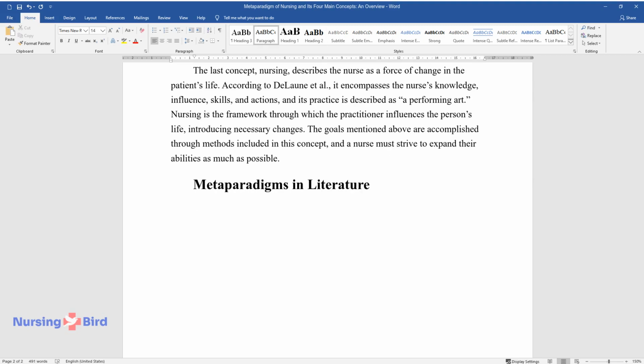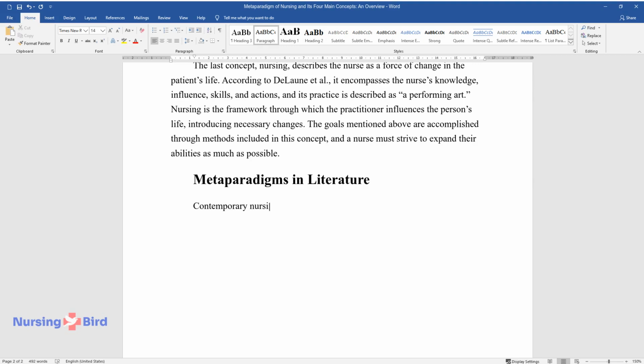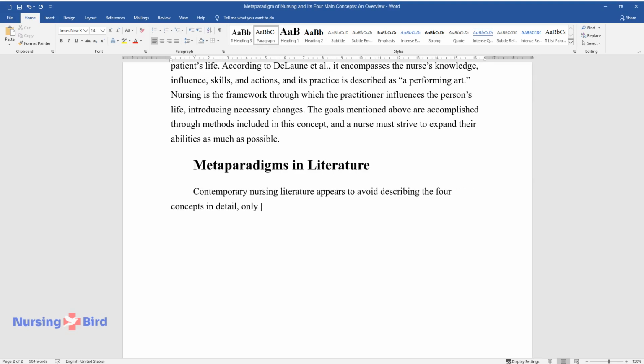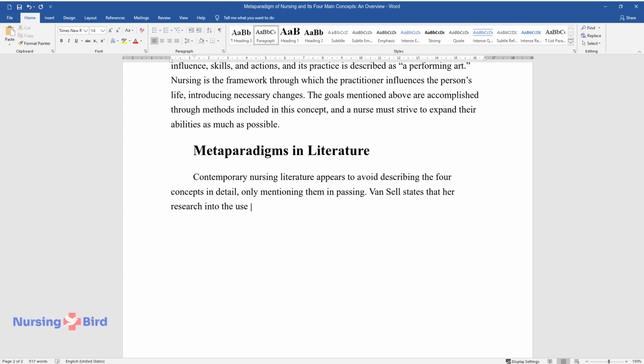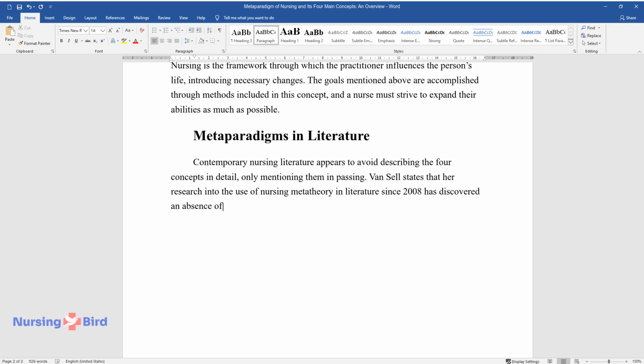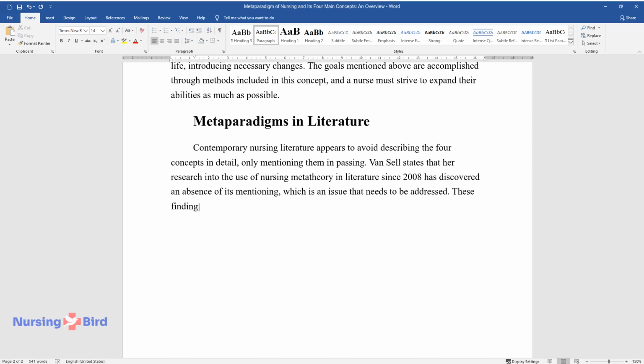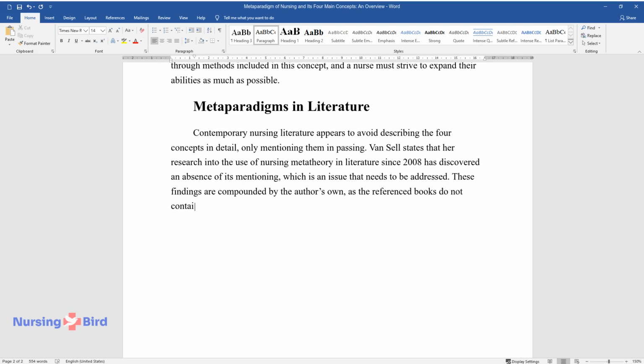Metaparadigms in literature. Contemporary nursing literature appears to avoid describing the four concepts in detail, only mentioning them in passing. Van Sell states that her research into the use of nursing metatheory in literature since 2008 has discovered an absence of its mentioning, which is an issue that needs to be addressed. These findings are compounded by the author's own, as the referenced books do not contain significant discussion on the concepts of nursing.